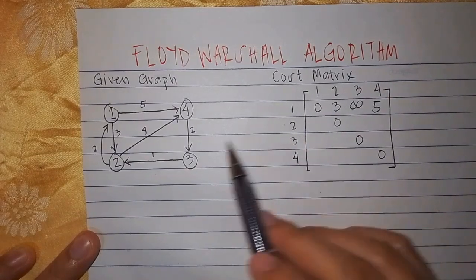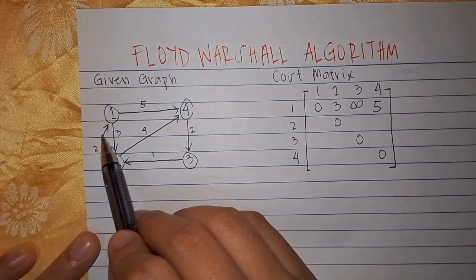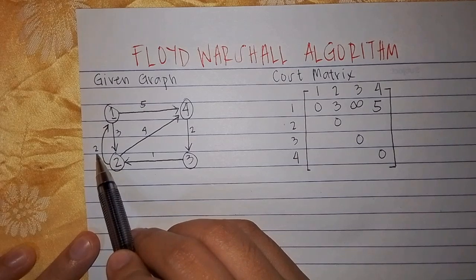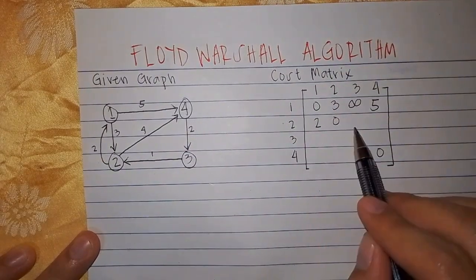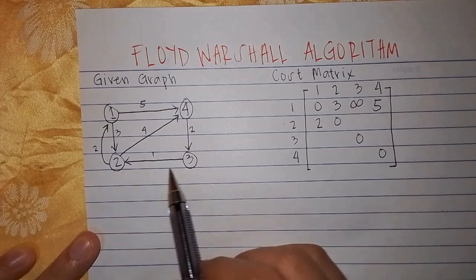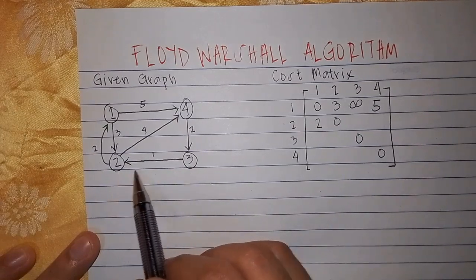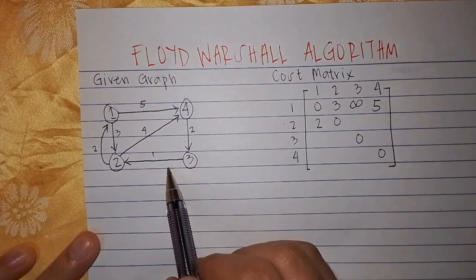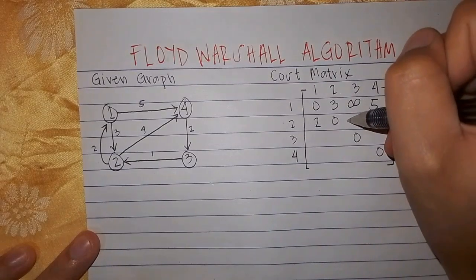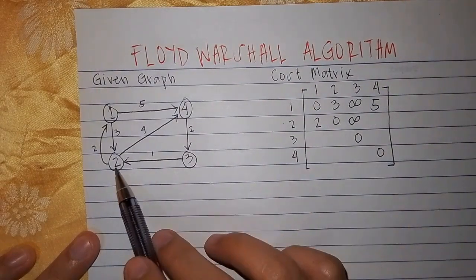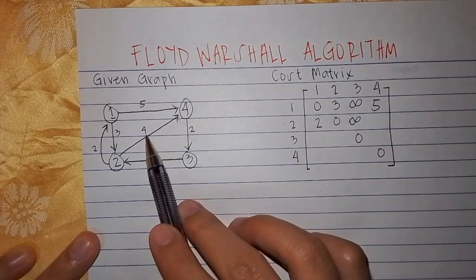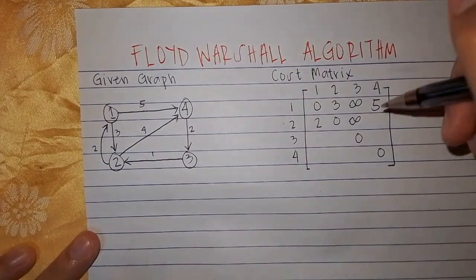Then 2 to 1. So 2 to 1, the distance is 2. So we will put 2 in the matrix. And 2 to 3, there is no directed path, so we consider this as infinite. So we will put infinite in the matrix. And 2 to 4, the distance is 4. So we will put 4.